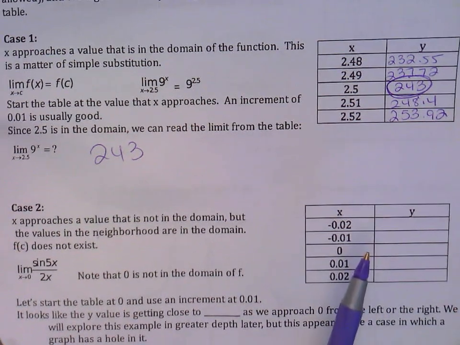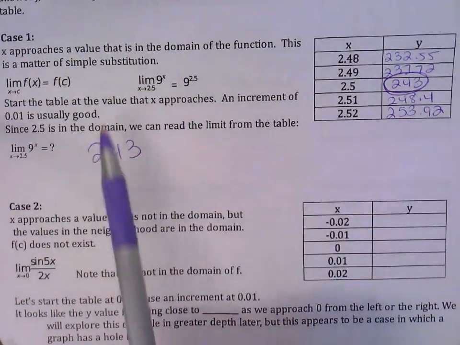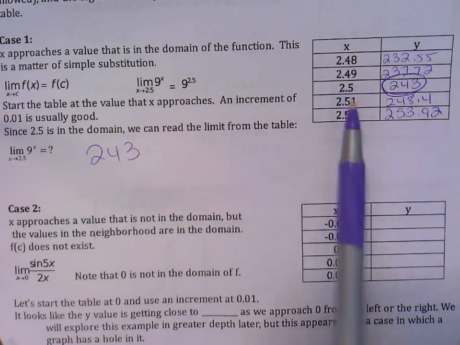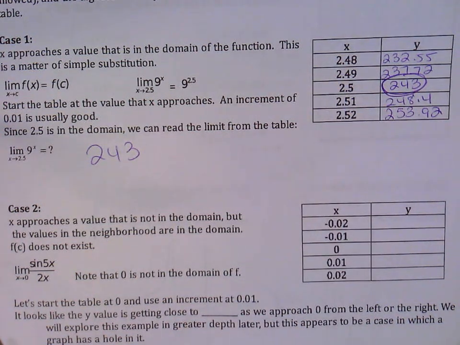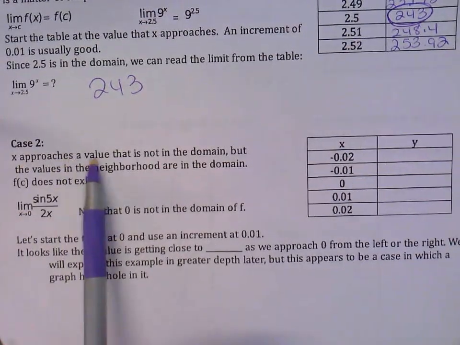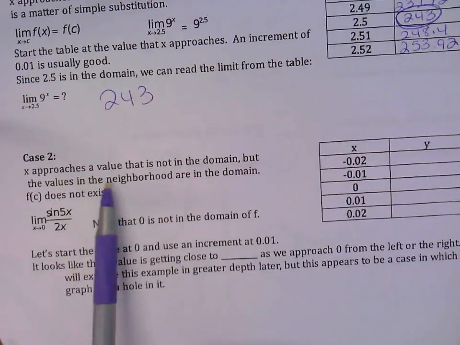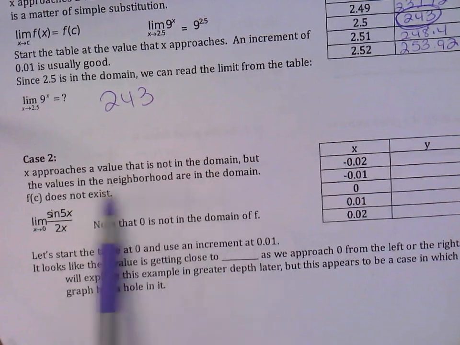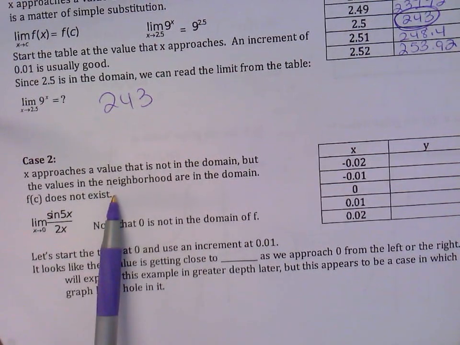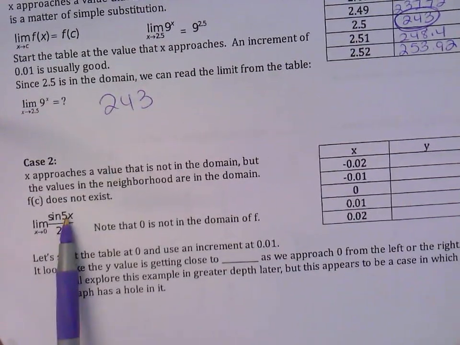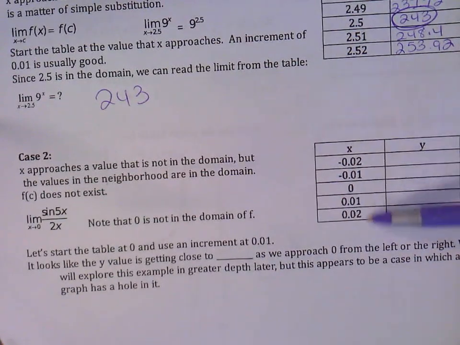All right, so scenario 1, this was just, hey, we could plug it in with substitution. The table's just doing substitution for us. Case 2: what if x is approaching a value that's not in the domain, but the values in the neighborhood are in the domain? So this is a trig function. We're going to look at this table.